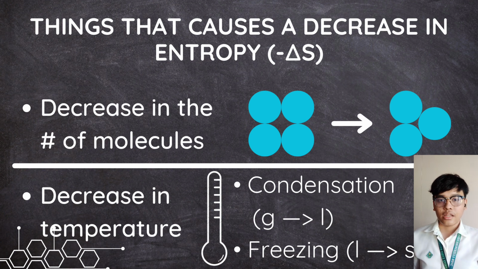The next one is a decrease in temperature. Another example of this is ice. Liquid may reach its freezing point when the temperature gets low enough, so it turns from liquid to solid. We also have condensation as another phase transition that decreases entropy.